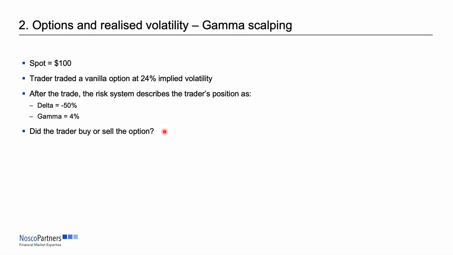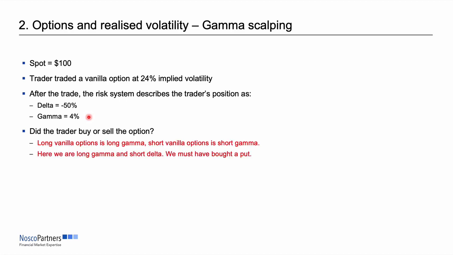Now in this case, this is quite simple. We see that the gamma is positive and we know that the vanilla option has a positive gamma, so this must be a long position in the underlying. Since the delta is negative, this must be a put. So the trader has bought a put.